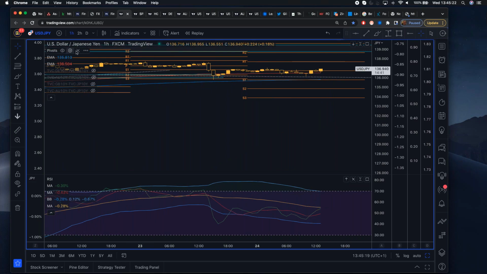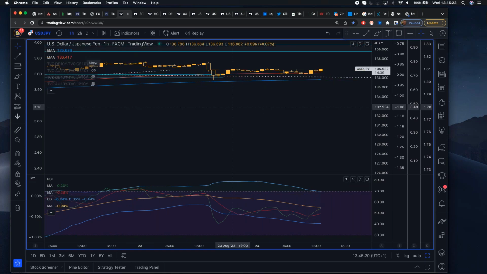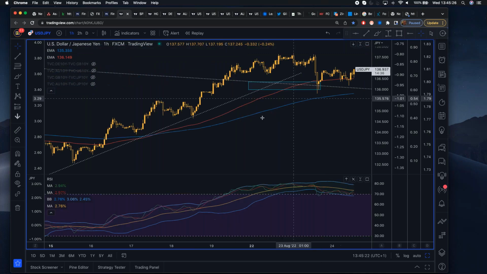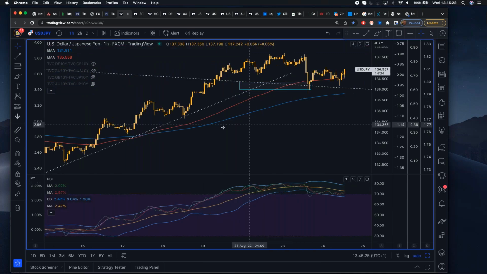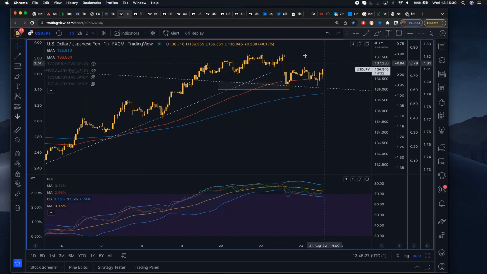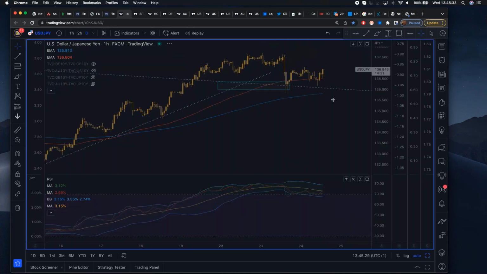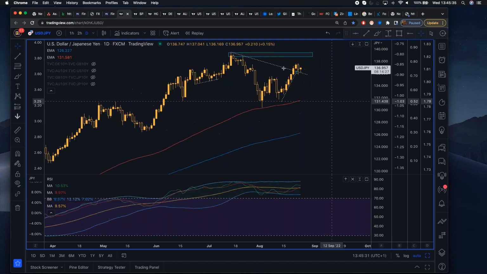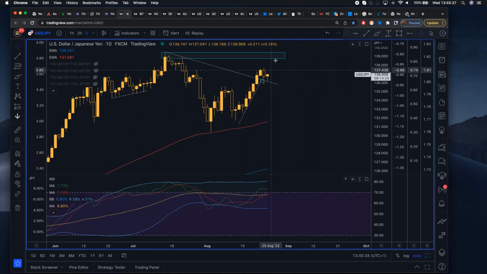And you can expect to see a run potentially higher. And if this is a Harami inside bar, then you expect that to break higher and maybe have a pop at 139 for Friday. Yeah, it looks pretty decent.